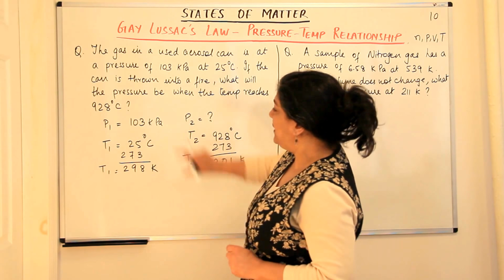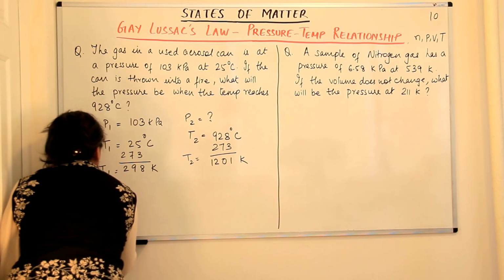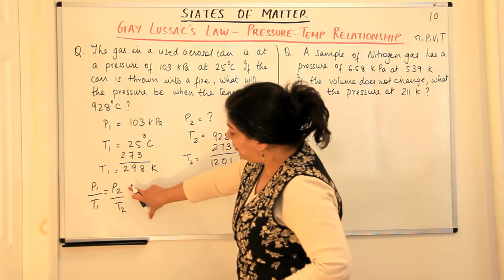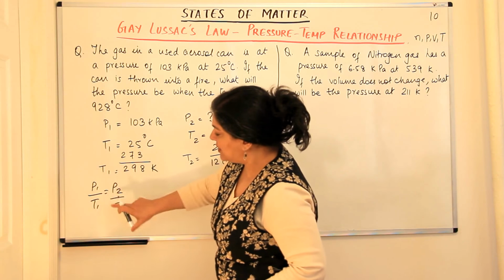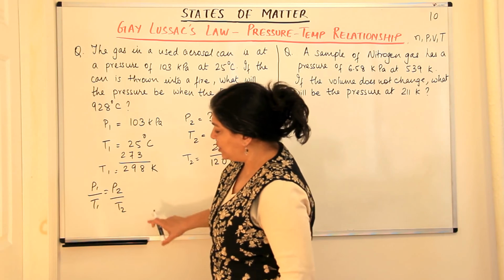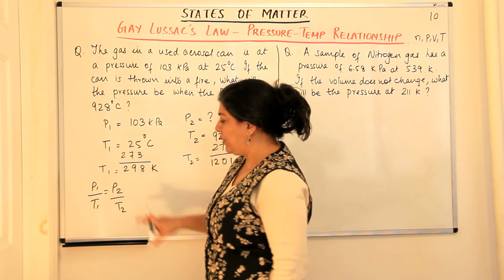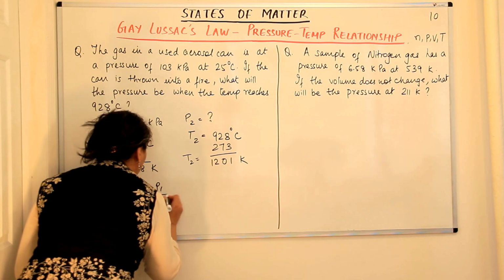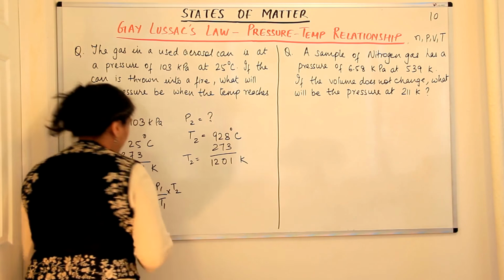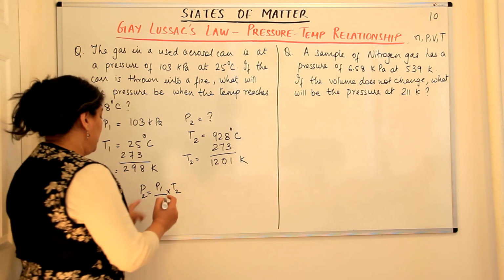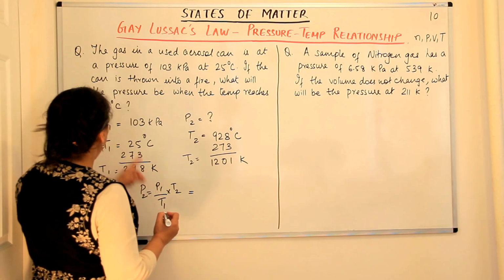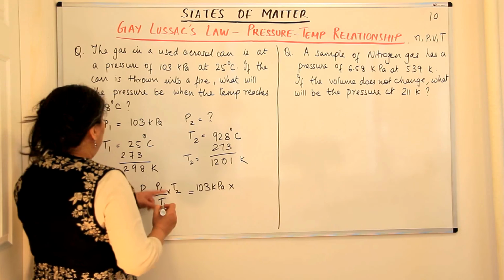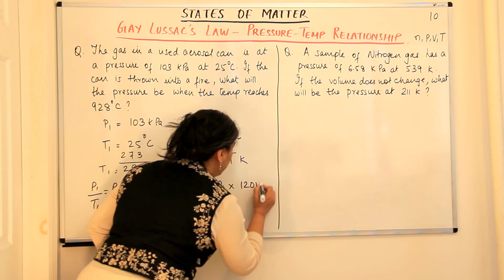Now we have to find out P2. So the relation that we have is P1 upon T1 is equal to P2 upon T2. In order to get P2, what will we do? To have only P2 on this side, we'll say P2 would be equal to P1 upon T1 into T2, because T2 will go here to have P2. From this relation, we'll get P2. Let us substitute the values. P1 is 103 kilopascals. T2 is 1201 Kelvin.